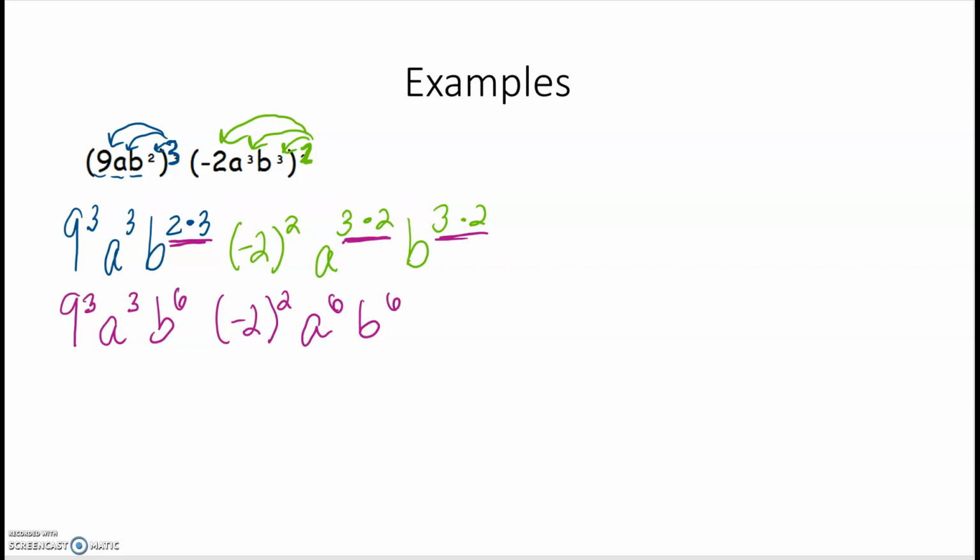Okay, now what we need to do is look and see, do I have any common bases? So it looks like I have an a from my first set, and I also have an a from my second set. So I have 3 in my first set, 6 in my second set. So I'm going to add those exponents together, and I have 9 of those total.